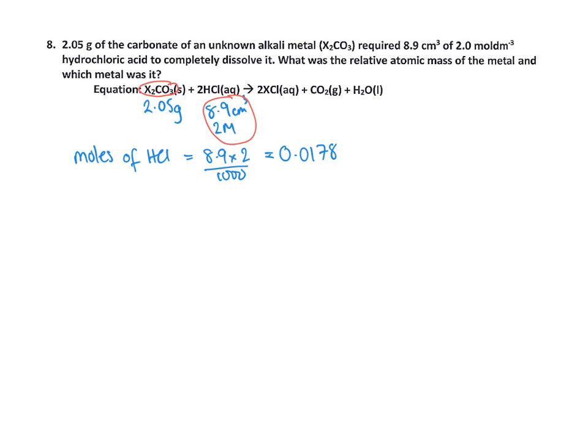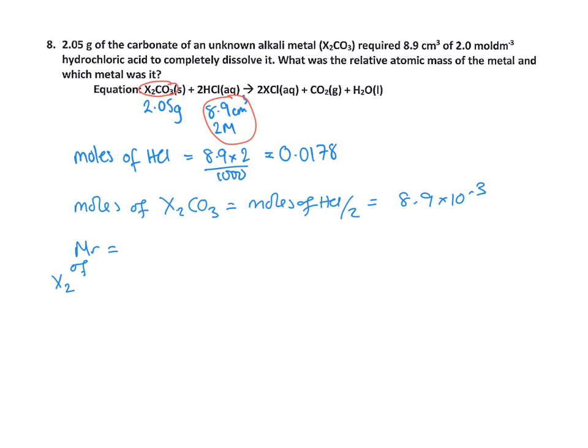And from the equation, we know that 1 mole of our unknown alkali metal carbonate reacts with 2 moles of acid. So we can work out the moles of X2CO3 are going to be equal to the moles of HCl divided by 2. We can then work out the Mr of our unknown by doing mass divided by the moles, because the mass is given to us in the question.